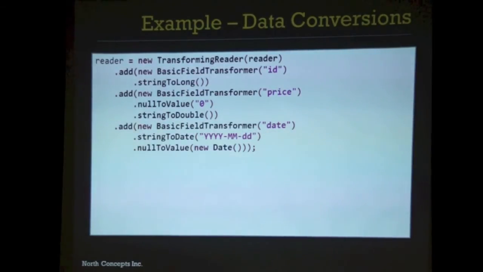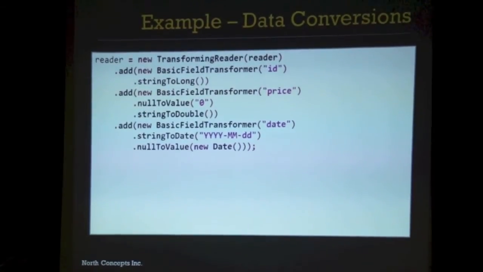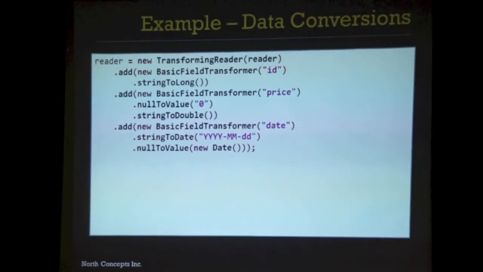And the final transformation is just a date. Pretty simple stuff. It just takes a date field and converts it from a string to a date using the pattern from Java's simple date format. And then if there's a null, just convert the null to today's date, just a new instance of date.